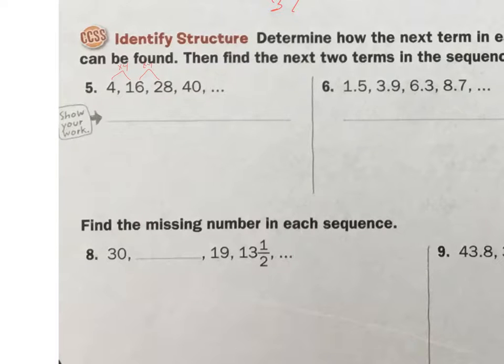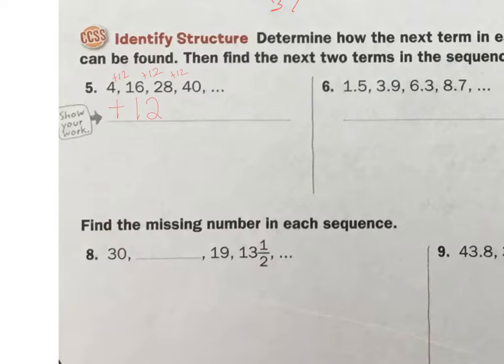So let's go with addition, because I know I'm getting bigger. It's either going to be multiplication or addition because I'm getting bigger. So I'm going to try plus 12. Plus 12. That works. 28 plus 12 gets me 40. Okay, so the rule is plus 12.